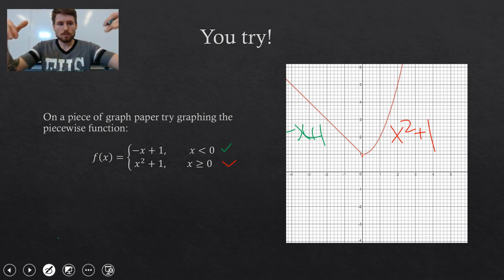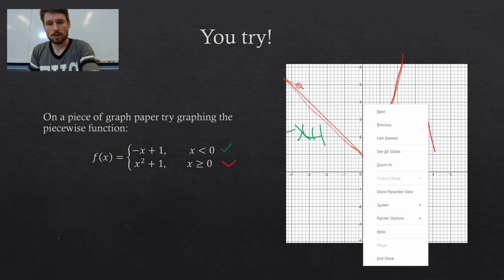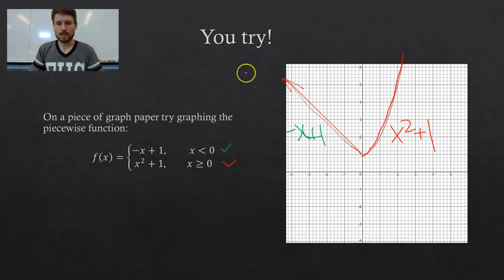Now, since those two graphs are colliding, going to the same value, the same answer at 0, there's no open circle and no closed circle. You just connect the graphs together, just like that. So we have our parabola that starts at 0 and goes to the right, and then we have our linear equation that's just to the left of 0 going to the left. Okay? All right, let's try another one.